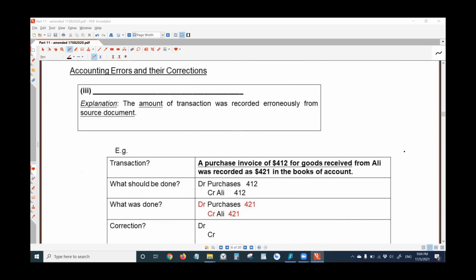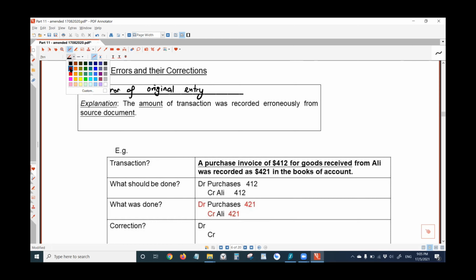Now, next one. This is known as error of original entry. Write down error of original entry. Before I explain to you what is meant by this error, I have to tell you how they created the name of this error, how they came up with this name, error of original entry.